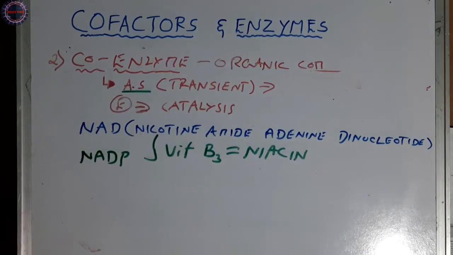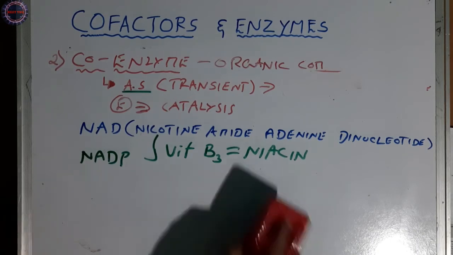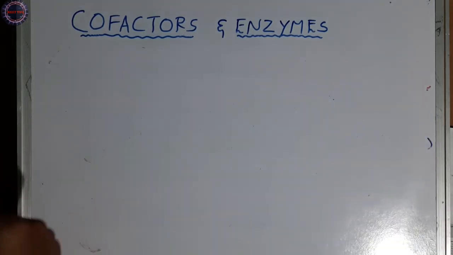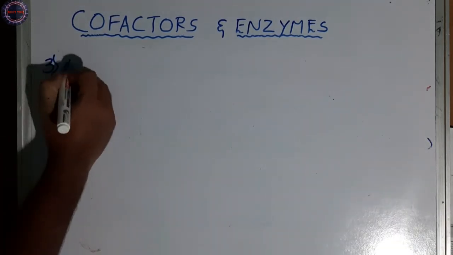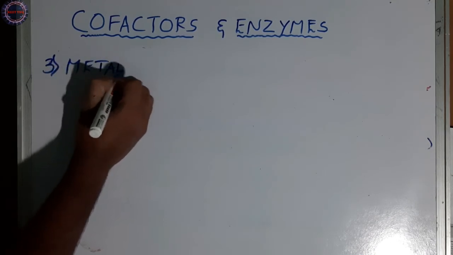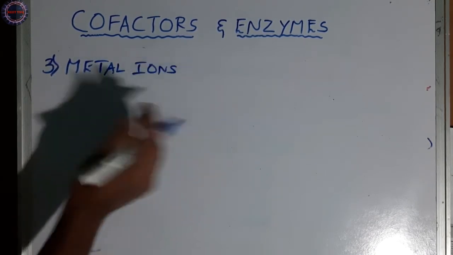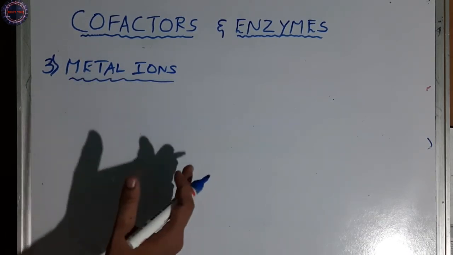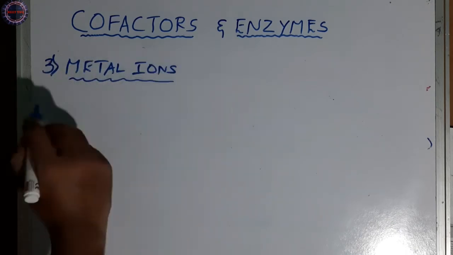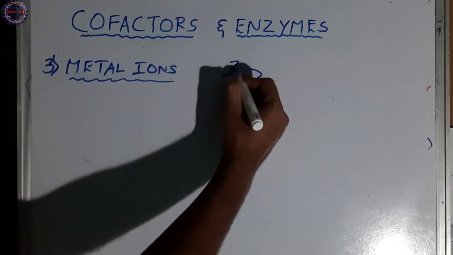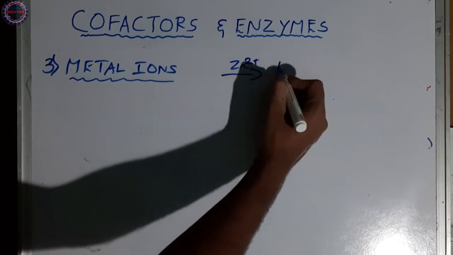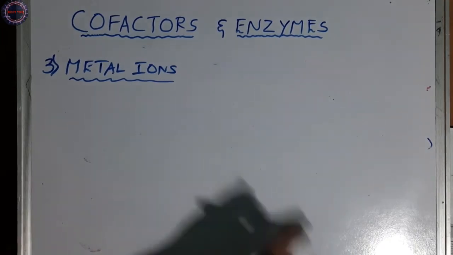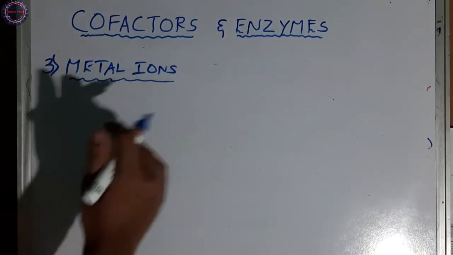Okay, so next we'll go to the third type, that is the metal ions. Metal ions, for example, if you have seen any chemical reaction which is catalyzed by a particular enzyme, when we write that reaction, we write something like Zn2+ or Mg2+, correct? So this is nothing but a metal ion. They are very, very essential for a chemical reaction.